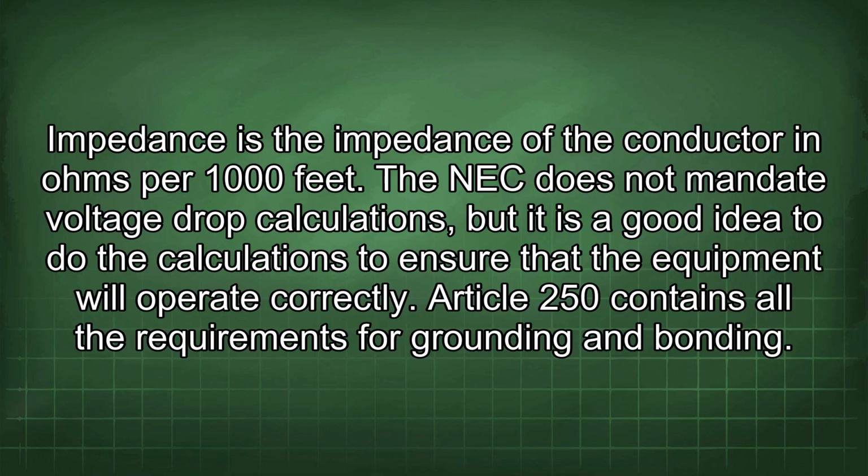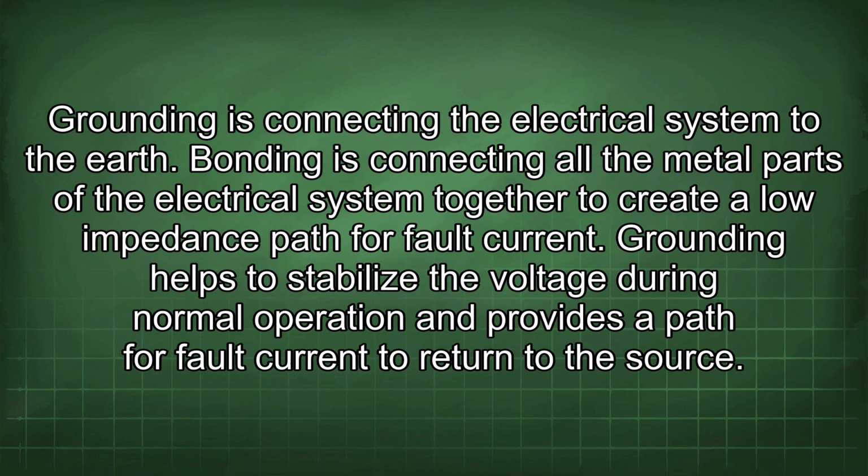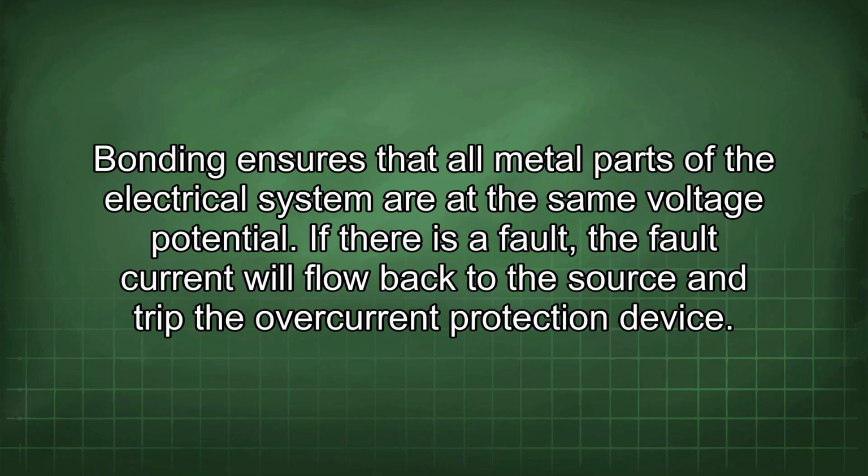Article 250 contains all the requirements for grounding and bonding. Grounding is connecting the electrical system to the earth. Bonding is connecting all the metal parts of the electrical system together to create a low impedance path for fault current. Grounding helps to stabilize the voltage during normal operation and provides a path for fault current to return to the source. Bonding ensures that all metal parts of the electrical system are at the same voltage potential.